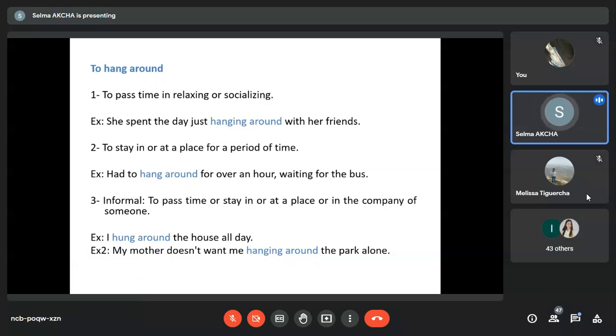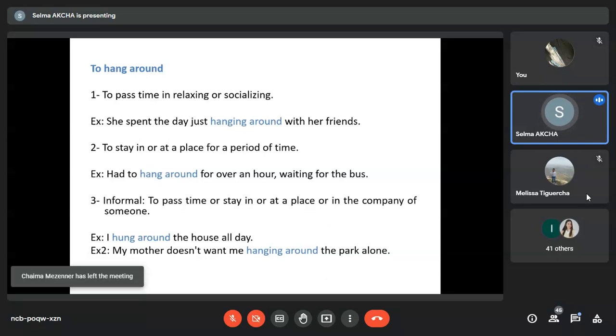The first meaning of to hang around is to pass time or to spend time, to pass time in relaxing or socializing. Si vous relaxez, vous êtes avec des amis, to socialize, c'est être avec des amis. We can say that you are hanging around, okay? She spent the day just hanging around with her friends. Elle a passé la journée.